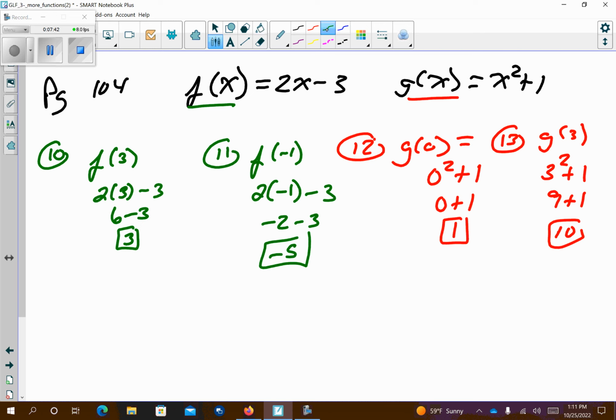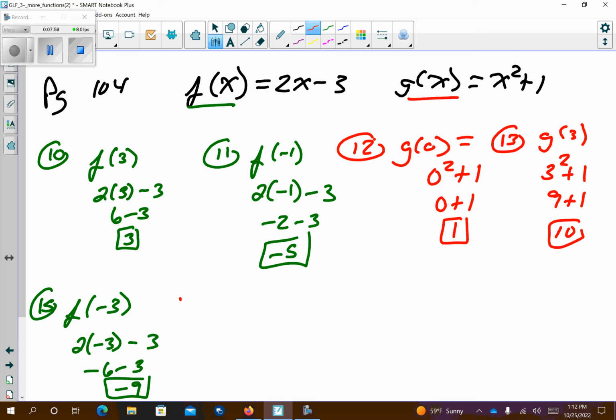Then number 14, we're going to go back to the f. F at negative 3. I'm going to take negative 3 and plug it in for x on our f equation. So that's negative 6 minus 3. That's negative 9. Number 15, I have g at negative 2. So I'm going to take negative 2 and plug it in for x on the other equation. So negative 2 squared plus 1. Negative 2 times negative 2 is positive 4, plus 1 is 5.